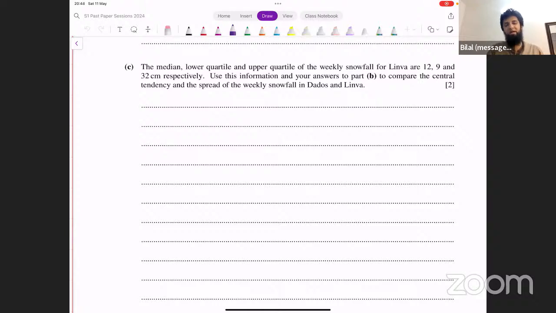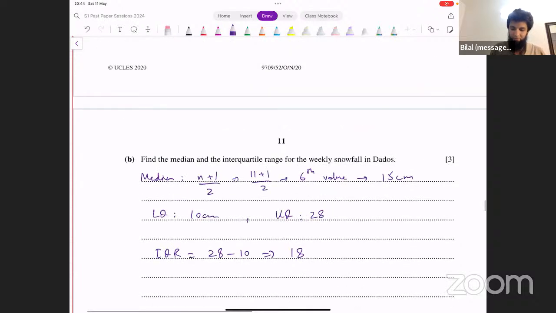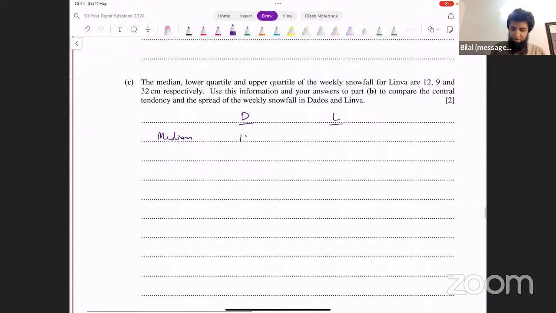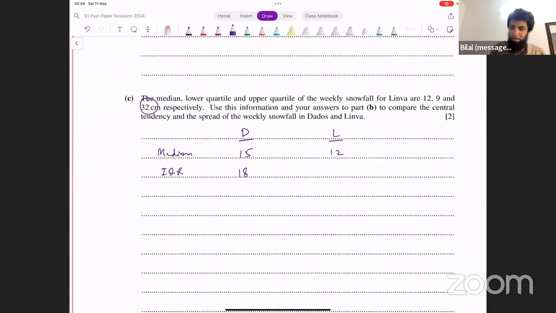Okay. Now don't just write that median is high for this, median is lower for this. You have to contextualize that. So median represents average, right? For these two results, let's call them D and L, we know the medians, we know the lower quartiles and the upper quartiles. And using that, we can find the interquartile range as well. So we know the median. Median for the first result was 15. For the second one, it is 12. And the interquartile range for the first one was 18. For this one is 32 minus 9. What's that? That is 23.